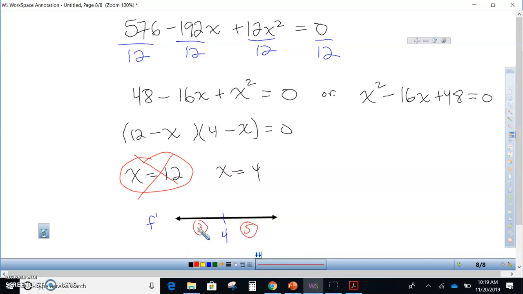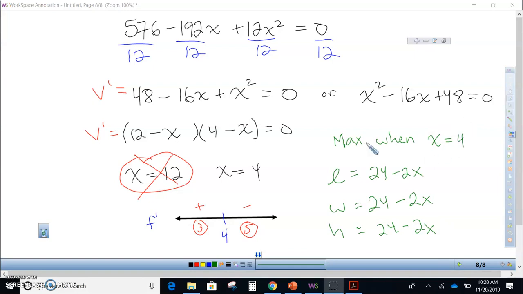And notice that when you plug the 3 and the 5 into the first derivative, it has to be the first derivative, then what you do is you take the sign. It's positive and then it goes to negative. So that verifies that x equals 4 is the relative maximum. Okay, so then what we have is when x equals 4, we go ahead and plug that in.